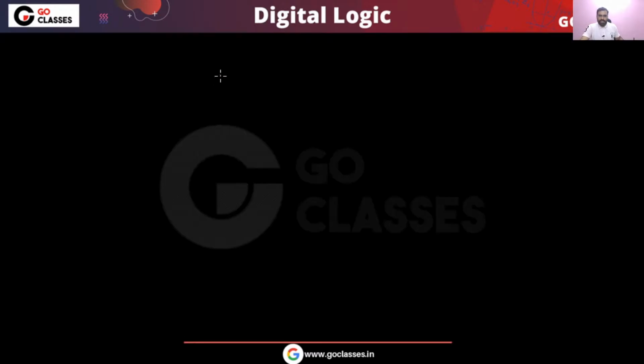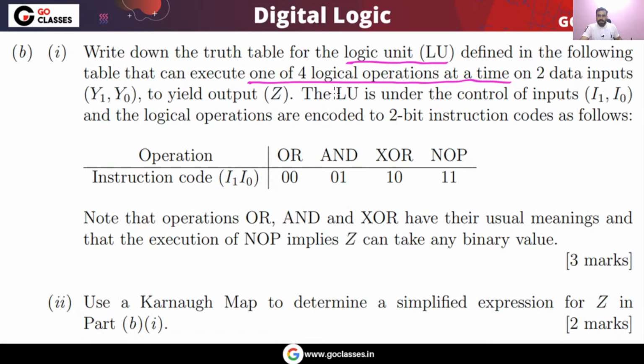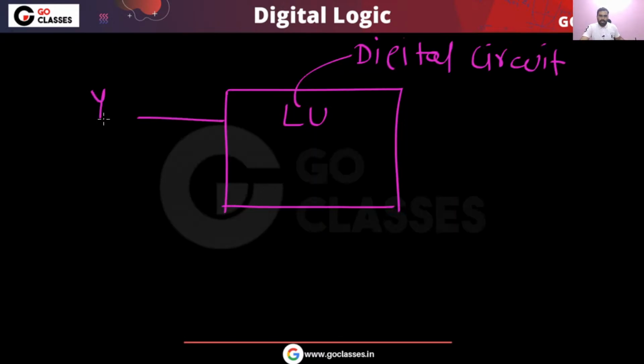So there is a logical unit. This is your logical unit. Basically, this is a digital circuit. We don't know what this circuit is, but it is a digital circuit. What this logical unit does is execute one operation at a time on two data inputs. There are two inputs, y1, y0.